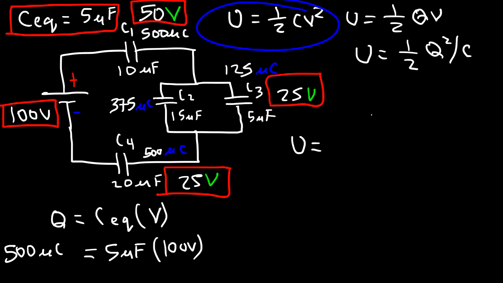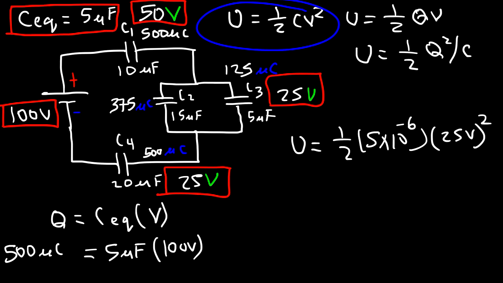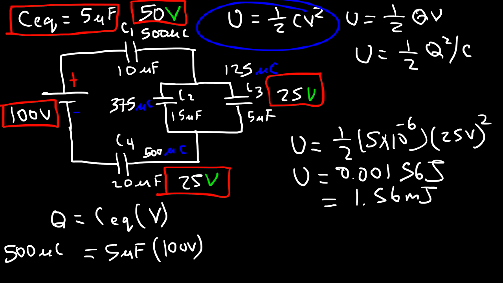So for C3, it's going to be 1/2 times a capacitance of 5 microfarads, which is 5 times 10 to the minus 6. And then the voltage is 25 volts. So it's 0.5 times 5 times 10 to the minus 6 times 25 squared. And so the potential energy across that capacitor is 0.00156 joules, which you can say is 1.56 millijoules.